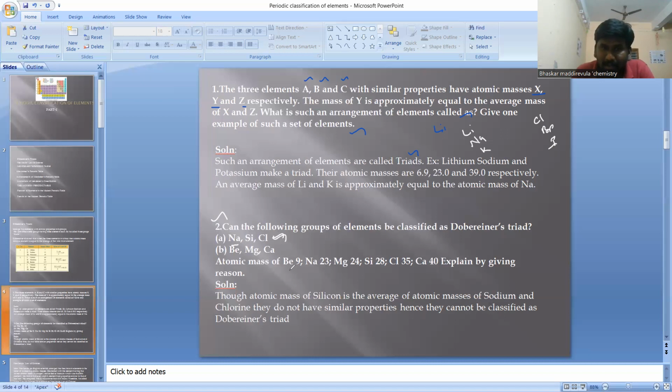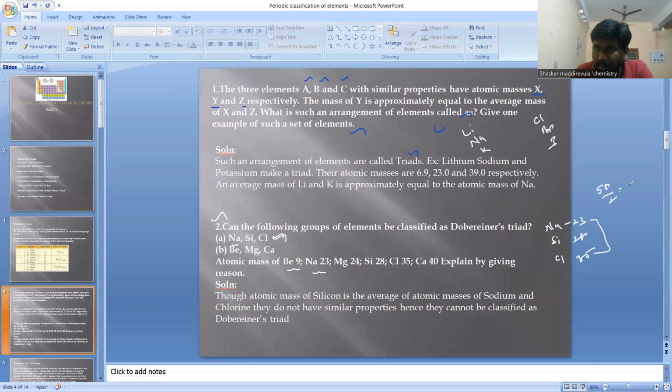Here they give the atomic masses. Now we'll see sodium, silicon, chlorine. Sodium atomic mass is 23, silicon atomic mass is 28, and chlorine atomic mass is 35. Actually, we can't arrange them, because they don't have similar properties. Now see the average of the first and third element, that is around 29. Silicon is 28.